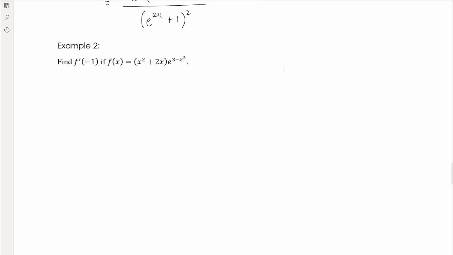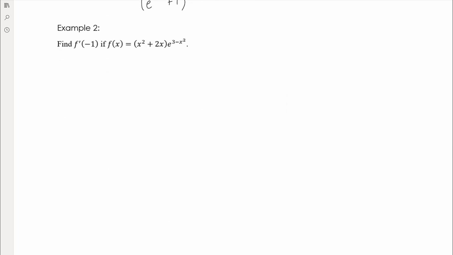Okay, example 2. Find f dash at -1 if f of x is equal to this particular function here. Okay, so we need to find f dash x first, and then we want to substitute -1 into that. We've got a couple of things going on here. We've got a product of a quadratic function and an exponential function, but then this exponential function is also going to require the chain rule. So we're going to need product and chain to differentiate this.